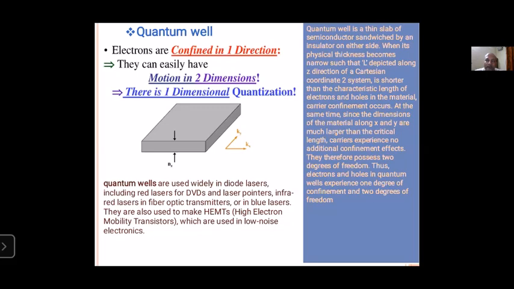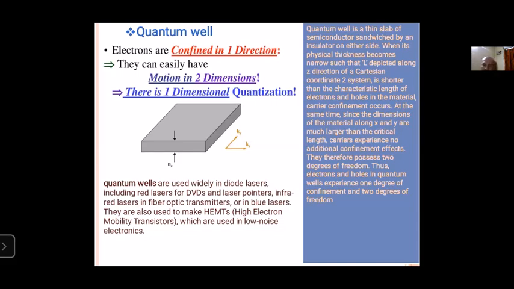than the characteristic length of the electron and hole in the material, carrier confinement occurs. At the same time, since the dimensions of the material along the X and Y directions, shown in this figure, are much larger than the critical length, the carriers experience two additional degrees of freedom. They therefore possess 2 degrees of freedom. In the quantum well, we have 1 degree of quantum confinement and 2 degrees of freedom.